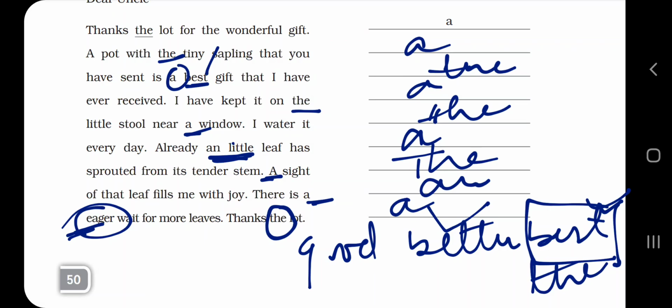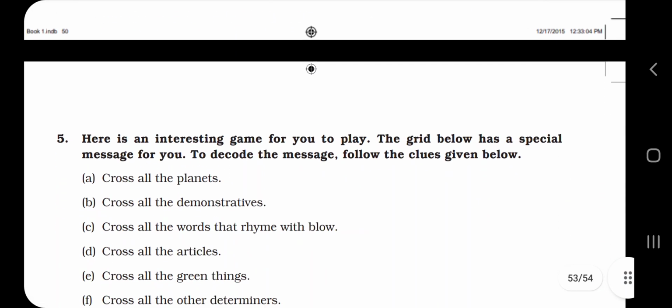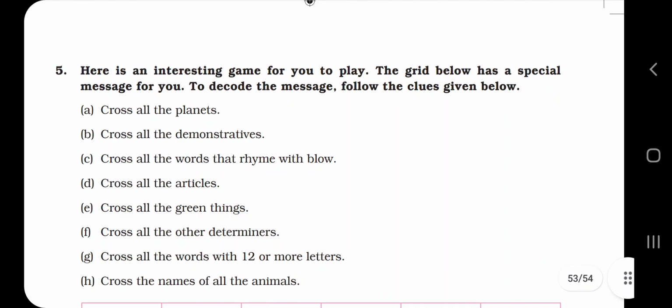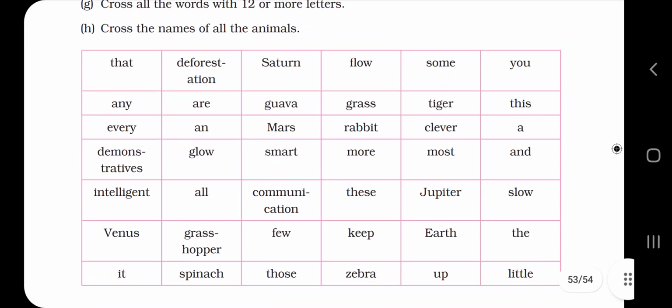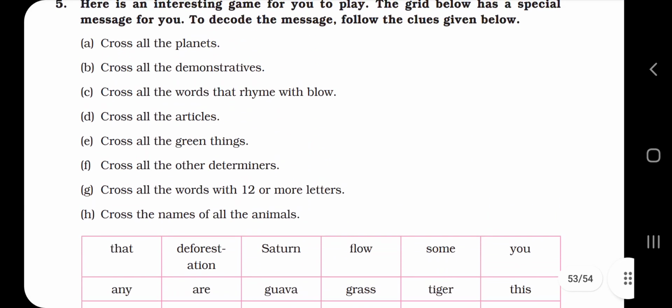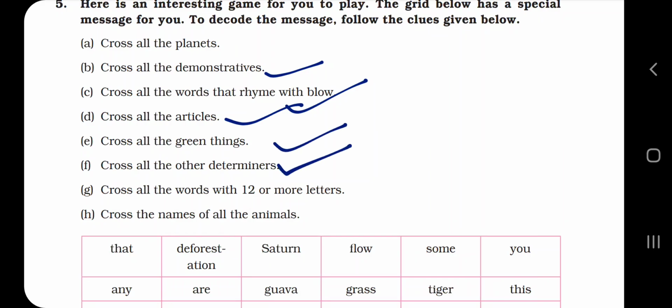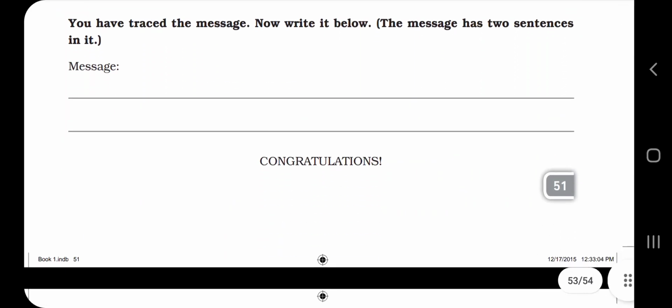Now let's move to the next part. Here is an interesting game for you to play. The grid below has a special message for you. To decode the message, follow the clues given below. Now see here, cross all the planets, then all the demonstratives, then all the words that rhyme with blow, then articles, then greens, then determiners. Cross all the words with 12 letters, cross the name of all animals. You do it yourself, and finally what will come?